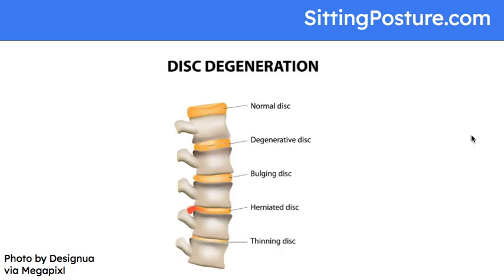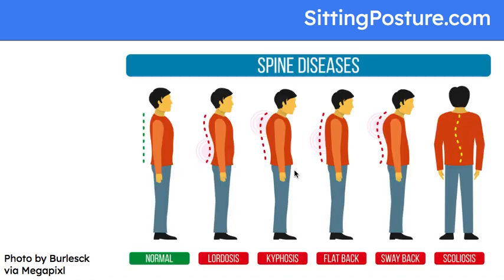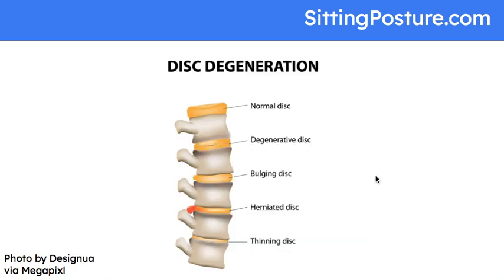Let's look at an example of disc degeneration. All of these, except for the normal, can cause disc degeneration when in that position for a very long period of time.